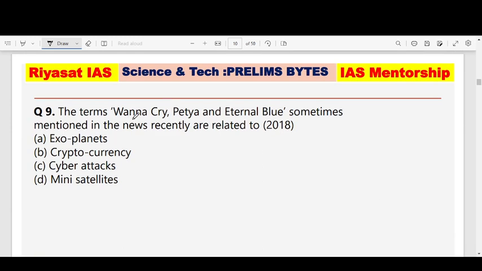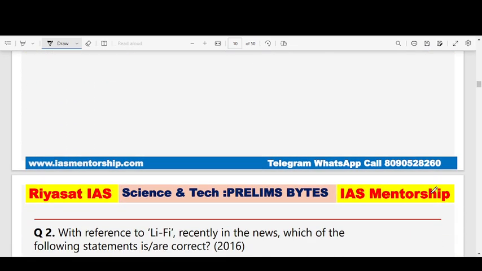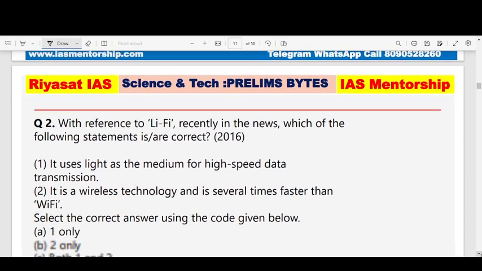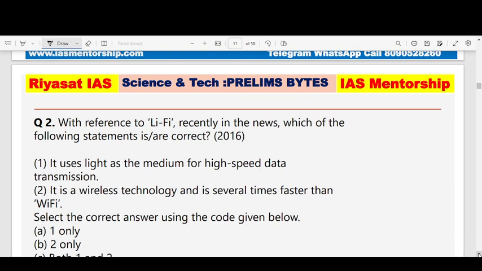Next question: WannaCry, Petya, EternalBlue, mentioned in the news, are related to what? Are these exoplanets, cryptocurrencies, cyber attacks, or mini satellites? The answer is cyber attacks. If you are reading the newspaper, all these words came there, and that is why the question came in the UPSC exam 2018, and these are all cyber attacks. So with this, we can get an idea of how important ICT is, that every year at least two questions are asked.